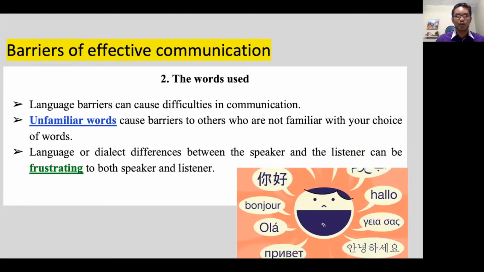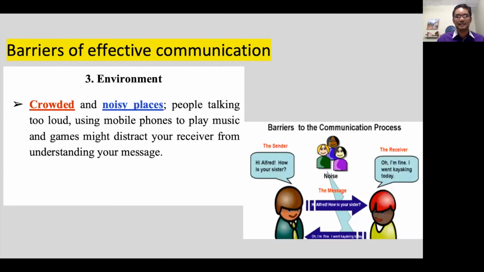The words used. Language barriers can cause difficulties in communication. Unfamiliar words cause barriers to others who are not familiar with your choice of words. Language or dialect differences between the speaker and the listener can be frustrating to both speaker and listener. Bonjour, hola, hello, spasiba. So benda-benda macam ni, benda-benda yang language barriers tu. Benda-benda yang kita tak tahu, kita jarang dengar. Itu boleh menjadi penghalang juga.